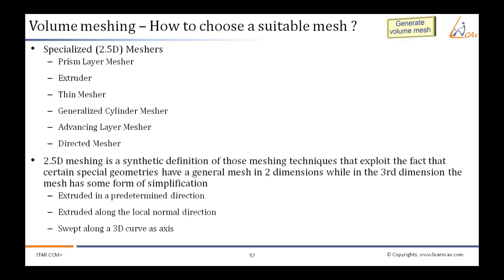2.5D meshing is a synthetic definition of those meshing techniques that exploit the fact that certain special geometries have a general mesh in 2 dimensions, while in the 3rd dimension the mesh has some form of simplification. These simplifications are usually in these different forms. Mesh is extruded in a predetermined direction. Mesh is extruded along the local normal direction. Mesh is swept along a 3D curve as axis.